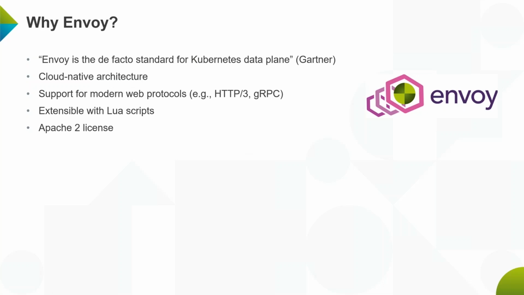You might ask yourself why we have chosen Envoy. Envoy is the de facto standard for Kubernetes data plane. This is what Gartner says. And it allows cloud-native architectures. It supports modern web protocols like HTTP3 or gRPC, and it is extensible with Lua script, which gives you great flexibility. And last but not least, the license which Envoy has does fit our business.